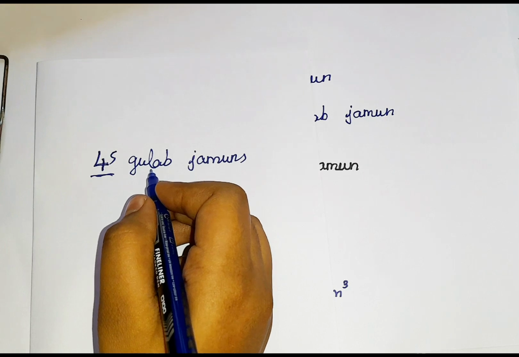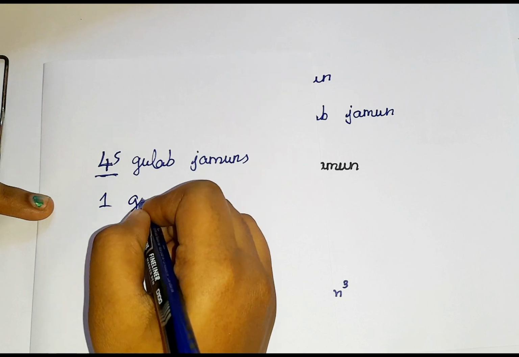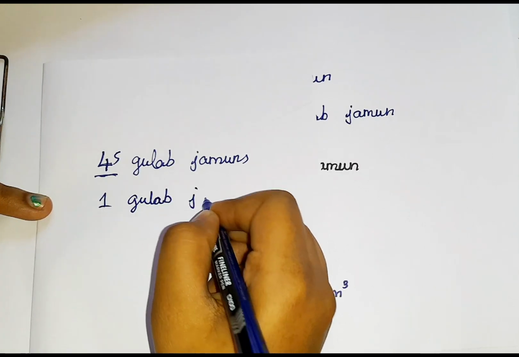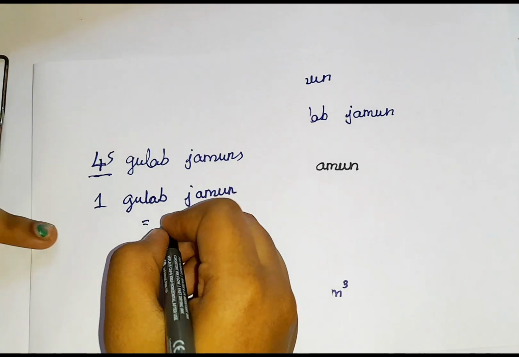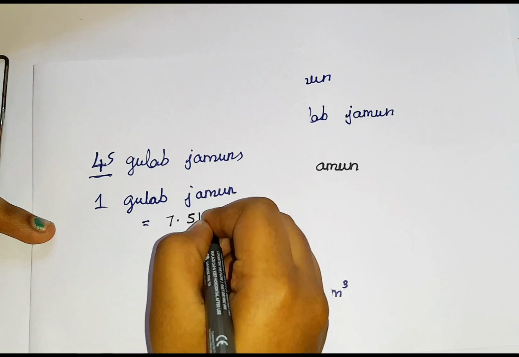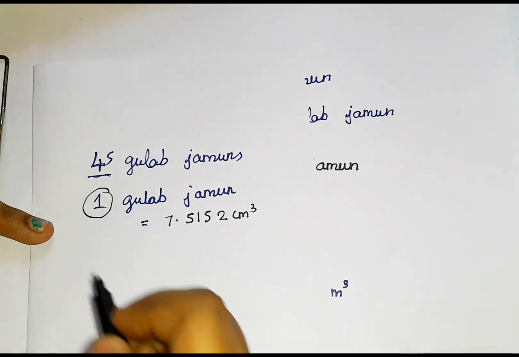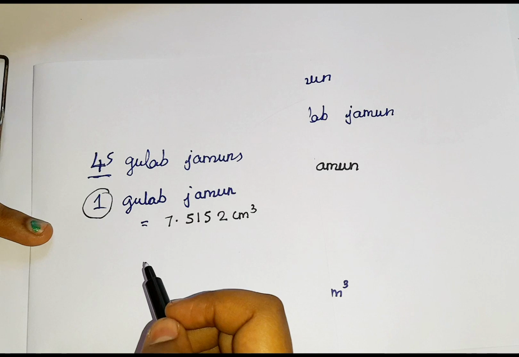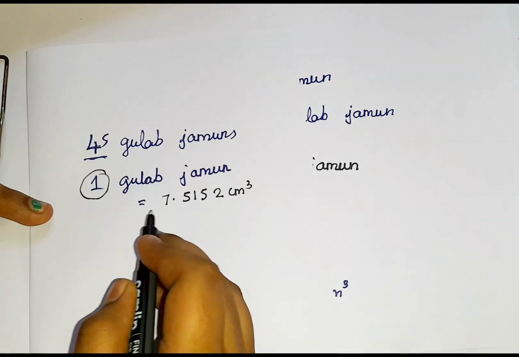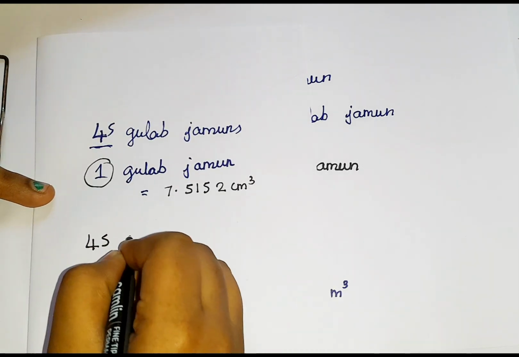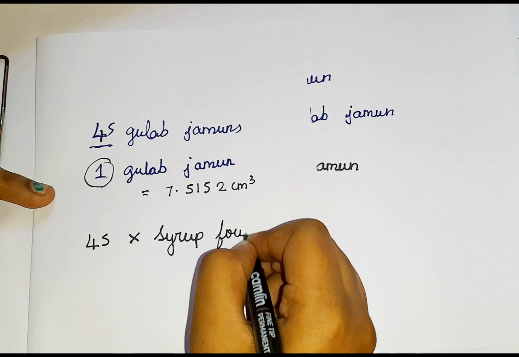So I just told you guys it was literally easy to find how much syrup is there in 1 gulab jamun. Am I right? So we just found it. So how much syrup is there in 1 gulab jamun? That is 7.5152 centimeter cube. So this much syrup was there in 1 gulab jamun. Okay. So what to do, guys? To find how much syrup is there in 45 gulab jamuns, we are supposed to multiply 45 into the syrup found in 1 gulab jamun.